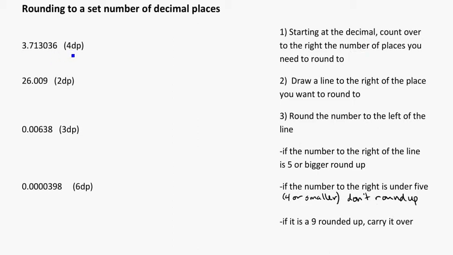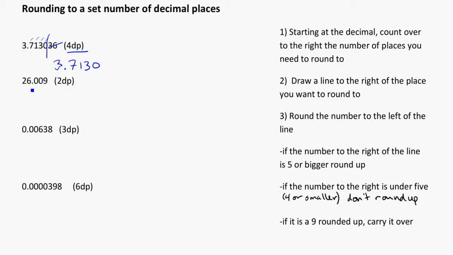So in this case, I've been told I need to round to 4 decimal places. So starting at the decimal, I'm going to count over 1, 2, 3, 4 spots, drop down a line, and I'll check. On the right of that line, I'm less than 5, so in this case I won't round up, I'll leave it exactly as I see it. And these numbers after the line can just drop off, they'll go away. So I have 3.7130 as my number.